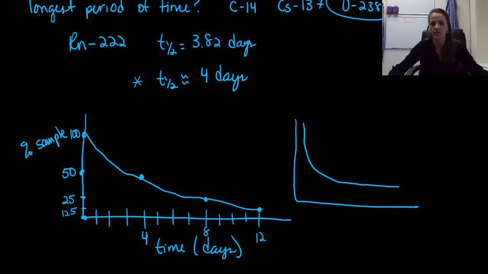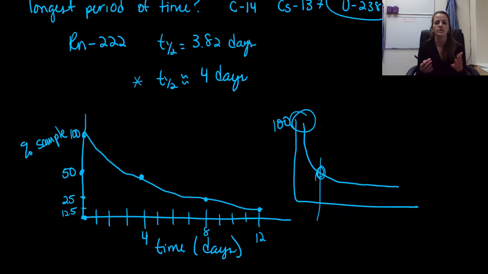So you start off with a lot, 100% of your sample. Right away, after your first iteration, you're down to 50%. So you lose the most of your sample in that first half-life, okay? You cut everything by half. After that, it's just significantly less as you go on and on.